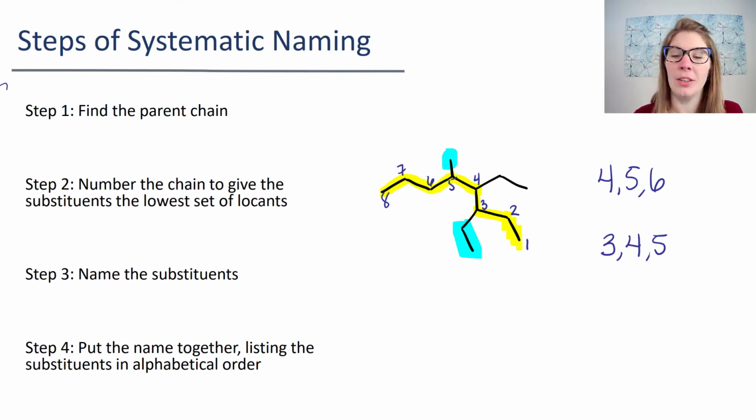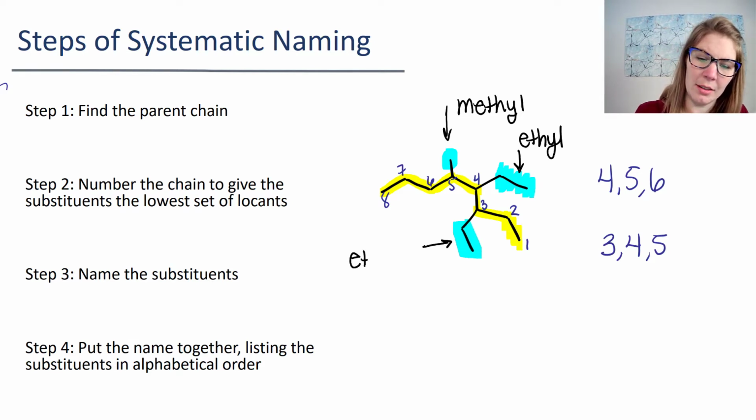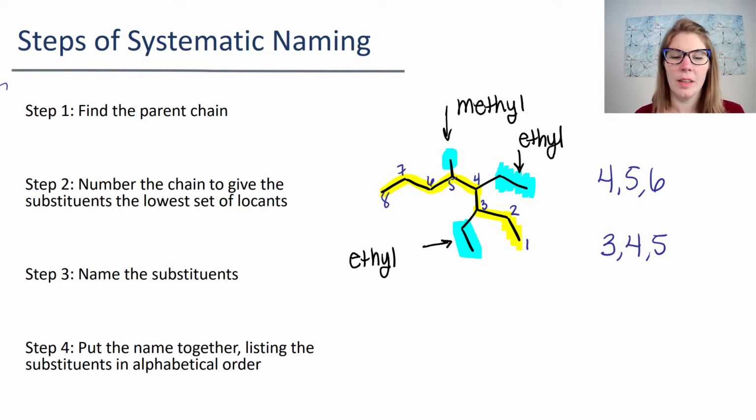And now I want to just remind myself what the substituents are. So here I have a methyl. Here I have an ethyl. And over here, again, I have an ethyl. Now, by the time you've named a bunch of these, you won't have to write out all of this work. A lot of this will go on in your brain. But this is your first time, right? So we're going to write down all those steps. And then we're going to put the name together.